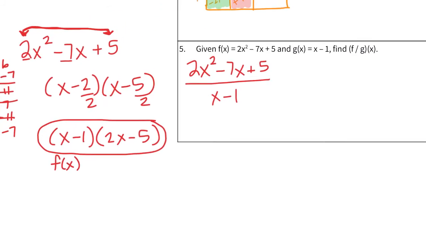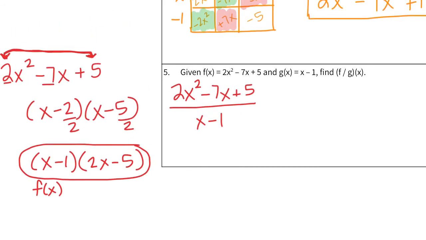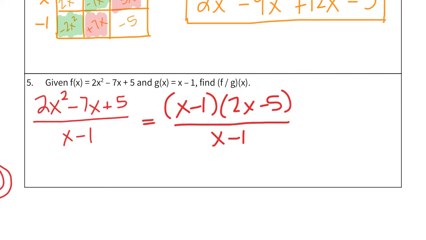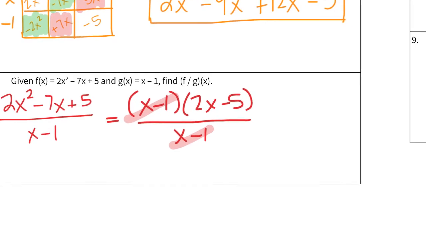If I go back to my problem and I'm doing my dividing, on the top I can rewrite it as x minus 1 times 2x minus 5. At the bottom, I still have g of x, so I still have x minus 1. From here, I'm sure you can see it: there's something on the top and on the bottom. When you have the same factor on the top and the bottom, that's the same thing as 1, so you don't need to write that part. That just equals 2x minus 5, which is our answer.